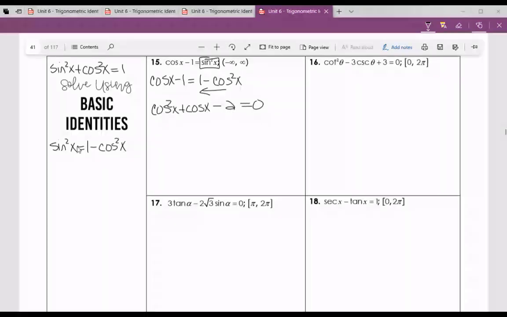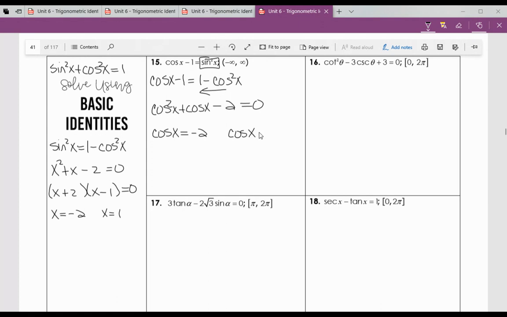So what I can do is write it as x squared plus x minus 2 without the trig function. I can factor it without the trig function. So that would be x plus 2 and x minus 1. Solve it without the trig function, and then once I solve it, I can put the trig function back. So I am going to use these two answers from my factors to find the angles involved.